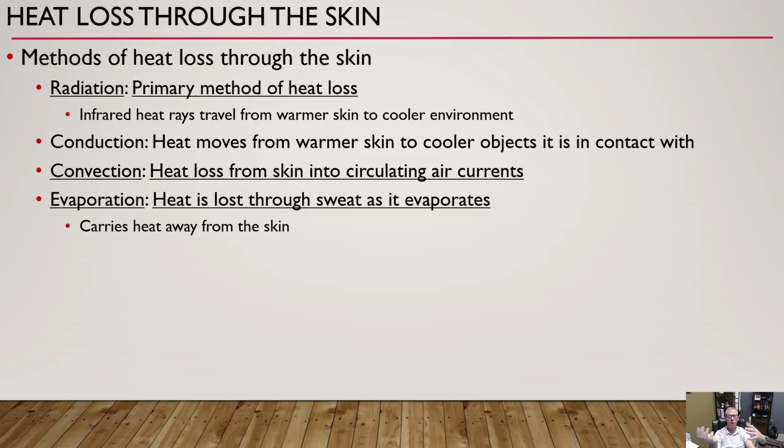Radiation is the primary way that we lose heat. Basically, we're sitting in an environment that is cooler than we are. Right now, I'm sitting in my office. My body temperature is 98.6. My office is 71.8 degrees. The air conditioner is not running. I am losing heat from my body. I'm losing heat by radiation.